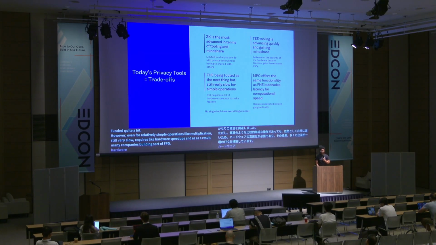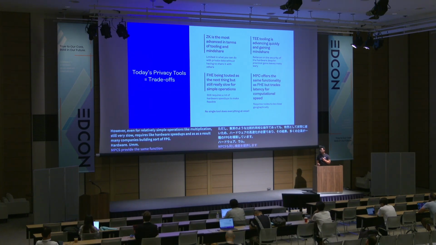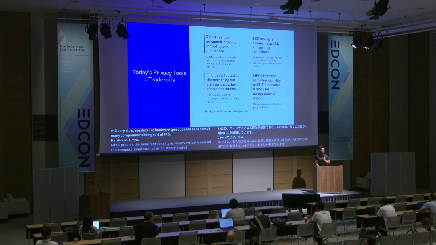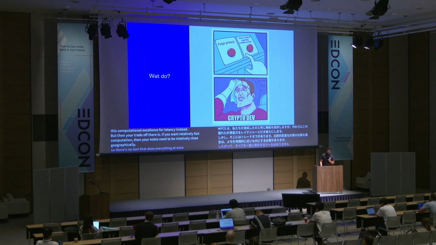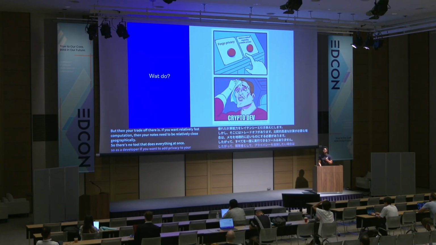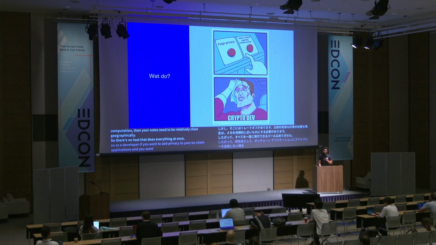MPCs provide the same functionality as FHE, but trade off this computational slowness for latency instead. But then your trade-off there is if you want relatively fast computation, then your nodes need to be relatively close geographically. So there's no tool that does everything at once. So as a developer, if you want to add privacy to your on-chain applications, and you want to be able to do expressive compute as well, then what are your options?